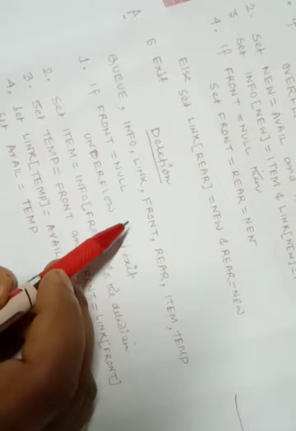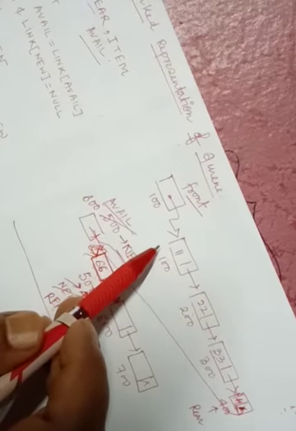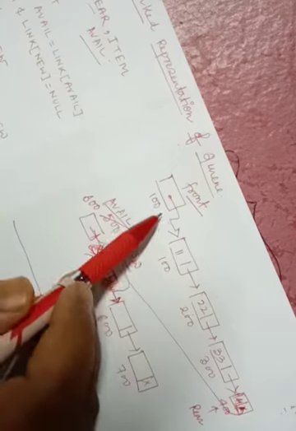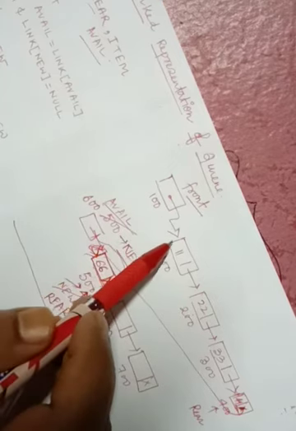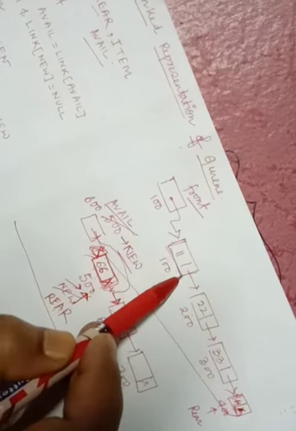Now in case of deletion, I have already told that when you delete a node from the queue in the link representation of queue, it will delete a node from the beginning of the list, that is from the front of the list.